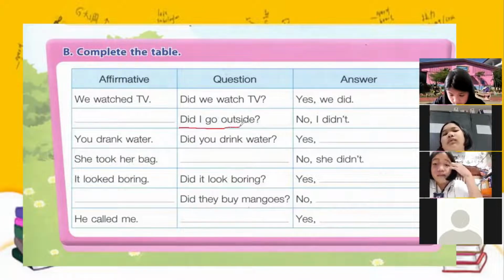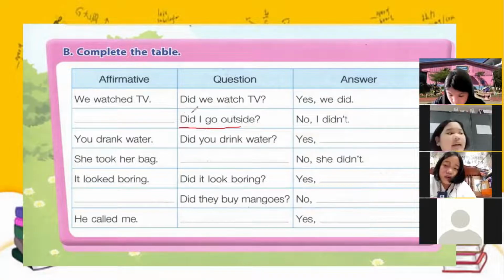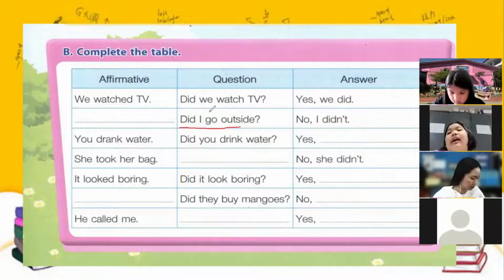Did I go outside? I go outside. No, it's an irregular form. Change the verb. Change the verb to the second form. What is the second form of go?